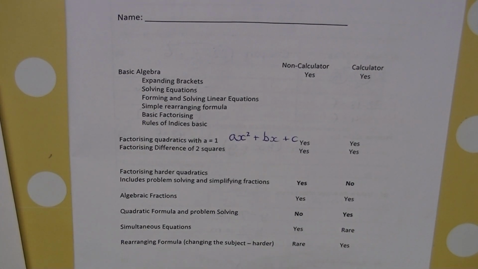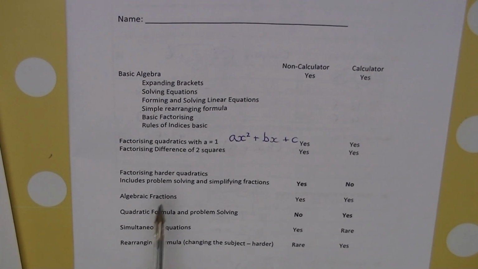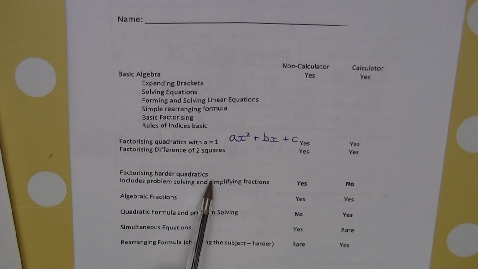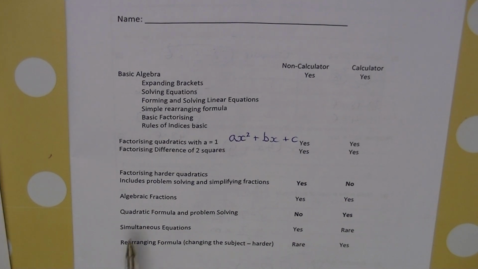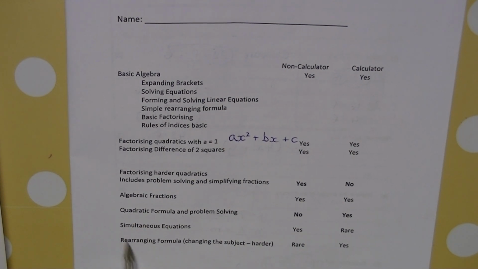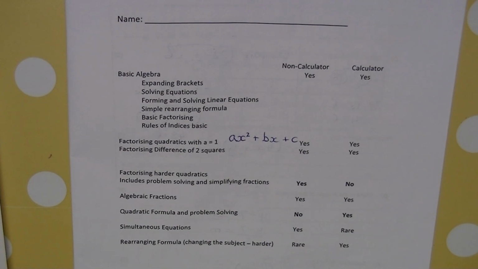Okay, we'll quickly re-mention, although we did this in video 1, the difference of 2 squares, and we'll move on to factorising harder quadratics where a is not equal to 1, bringing in a little bit of problem solving and some simplifying fractions. We may also get onto algebraic fractions because there's an element of being able to factorise a quadratic in there, and if we can get that far, great. We leave these last 3 to part 3.